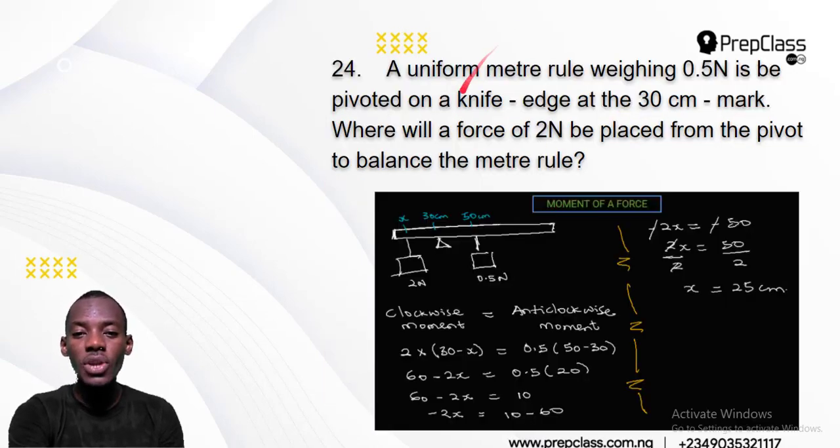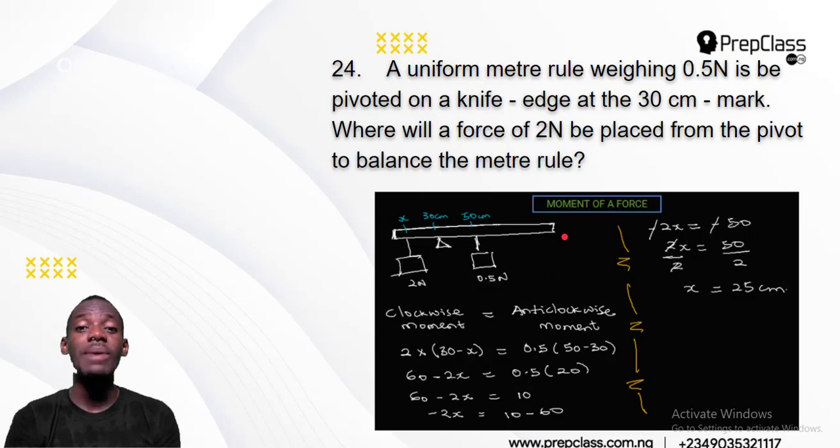Now, I have a uniform metal rule weighing 0.5 Newton. Whenever you are drawing a moment question like this on a metal rule, the total length of the metal rule is 100. Naturally, they won't have to tell you, you should know that from here to the end of the metal rule is 100 centimeter. And we have it in our lab. They are always 100 centimeter. So that's 100 centimeter automatically.